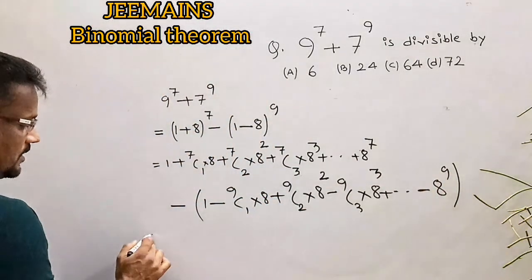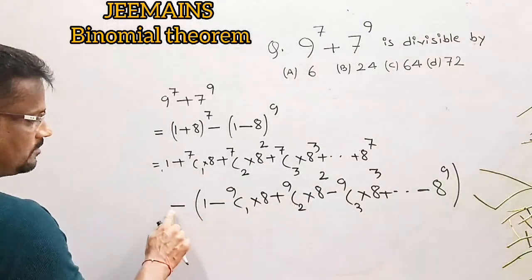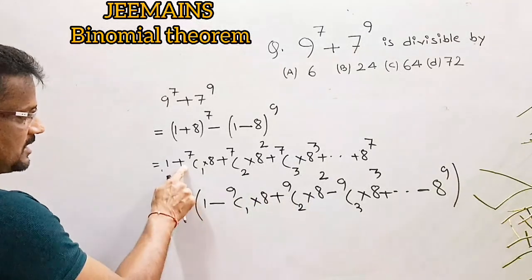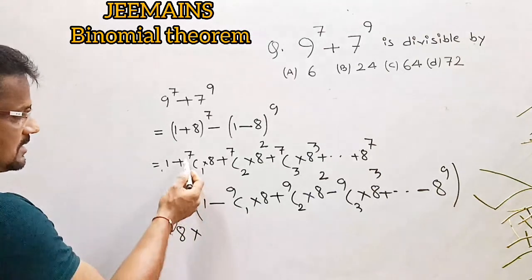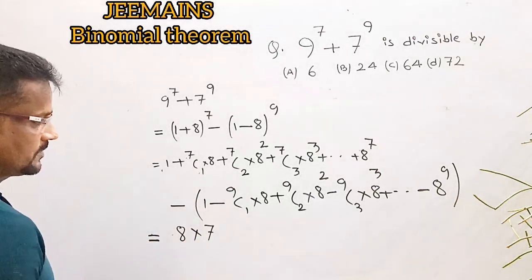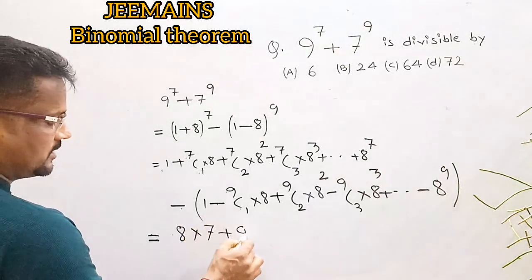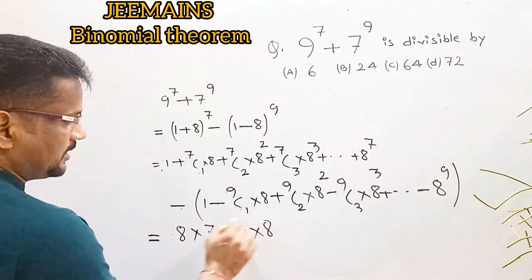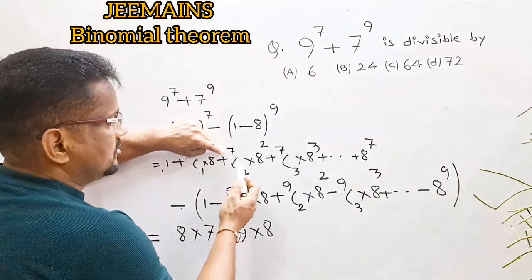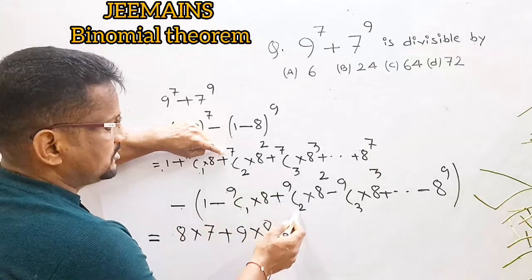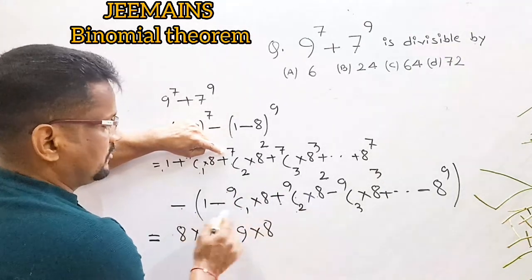Now you see, a little bit of simplification you have to do. 1, and if you open the bracket, minus 1, that will be cancelled out. 7C1 into 8. So let me write it here: 8 into 7C1 is 8 into 7. Then minus this minus, it will be plus. 9C1 is 9, into 8. Then do one thing. Rest of the terms: you see 7C2 into 8 square, plus 9C2 into 8 square, minus 9C2 into 8 square if you open the bracket.